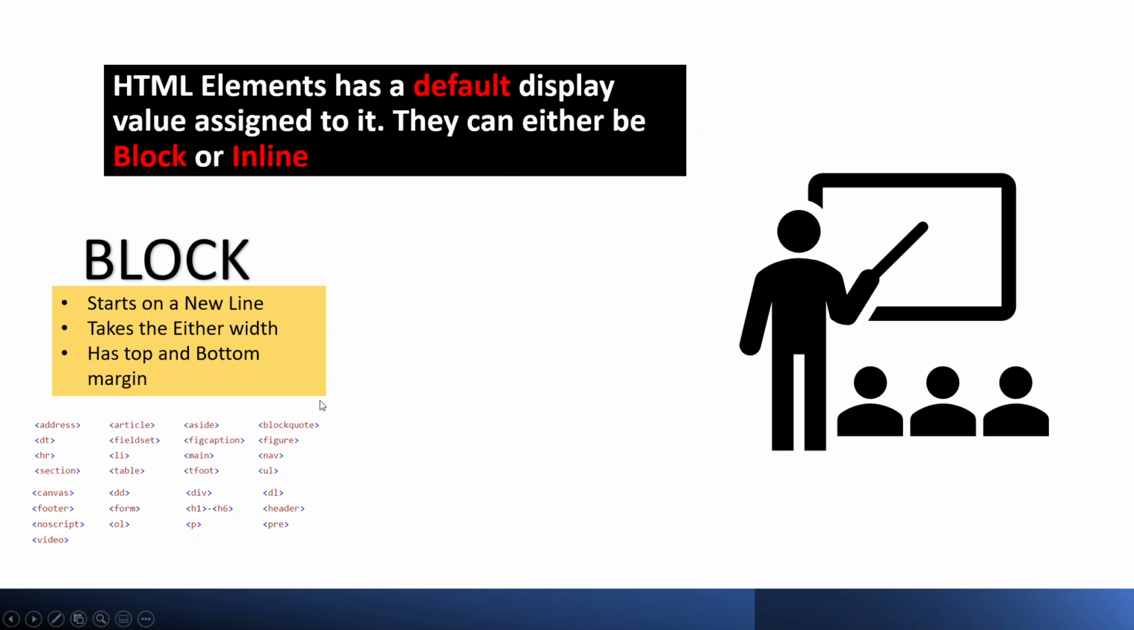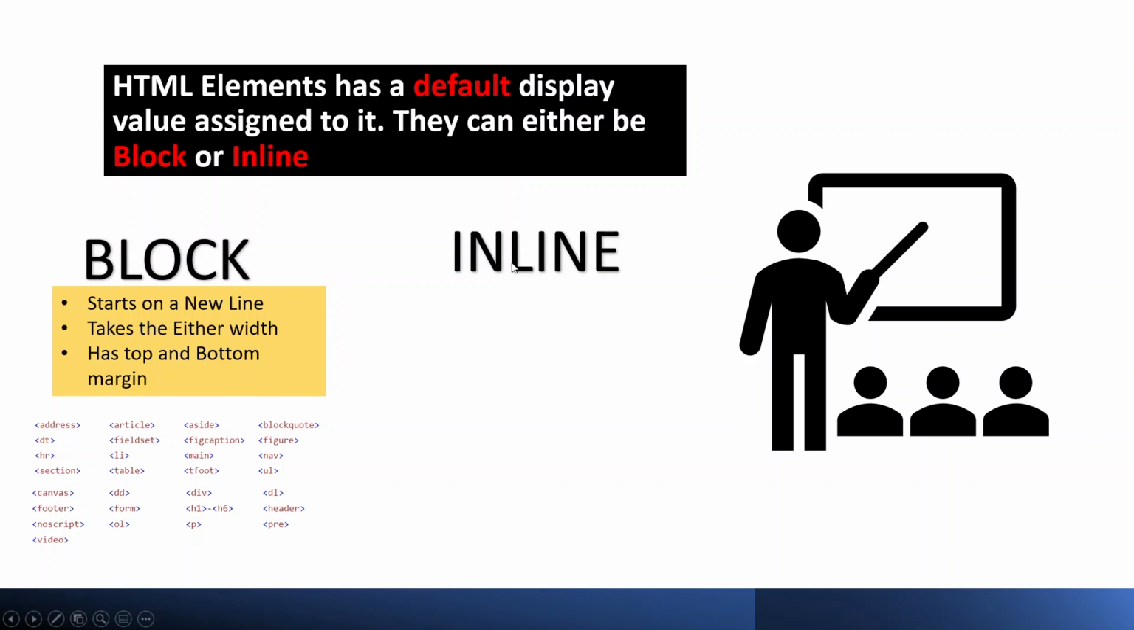Examples of these, as you can see, are the address, article, aside, the blockquote, which we have looked at, the HR, your heading H1 to H6, your header, footer, and all that, UL and OL and all that. We are going to be taking a look at one or two of these examples so we can actually get the understanding, but these are all block elements.